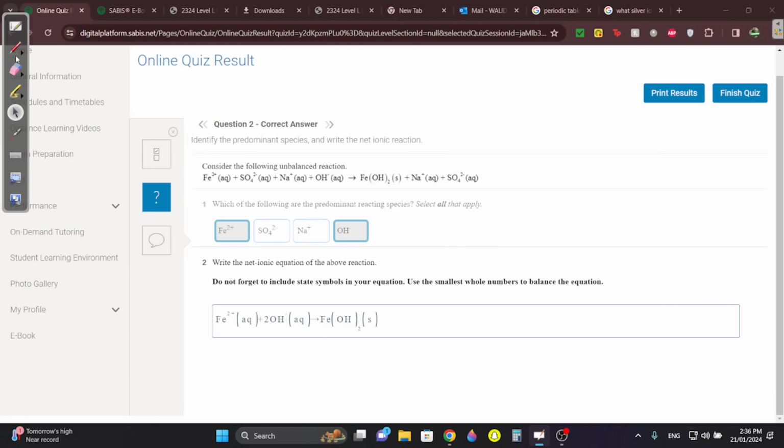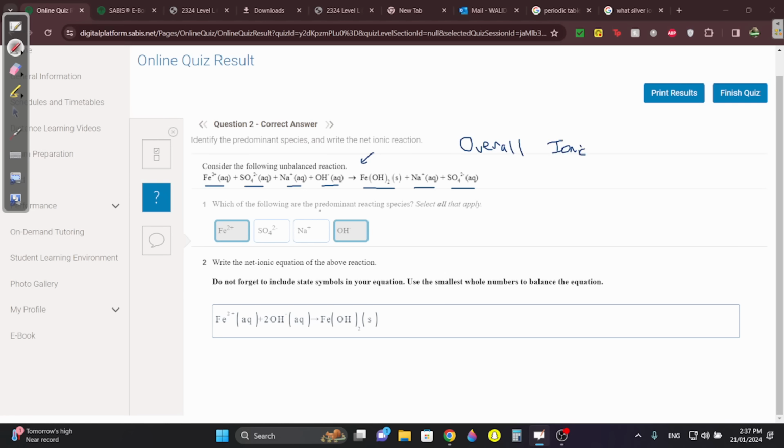Okay, now question 2. Consider the following unbalanced reaction. You have Fe2 plus aqueous, SO4 2 minus aqueous, Na plus aqueous, OH minus aqueous. You get Fe(OH)2 solid, which is the precipitate, and you get Na plus aqueous, SO4 2 minus aqueous. Notice how everything here is split. Since everything here is split, they gave it to you as overall ionic. But that doesn't matter.